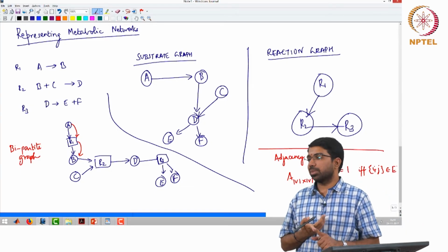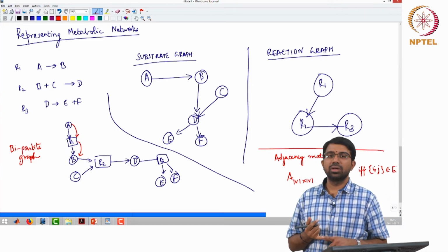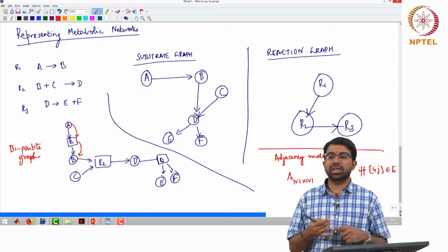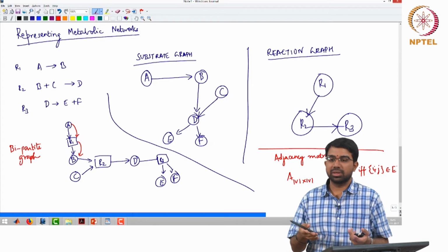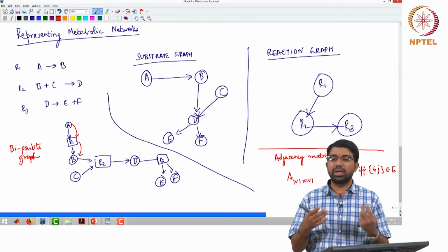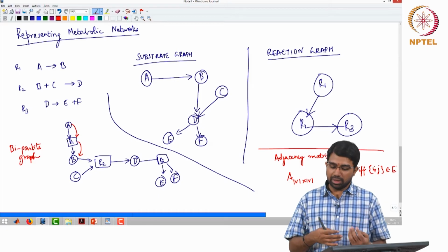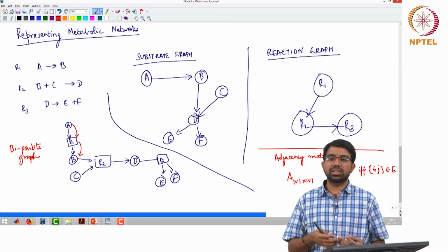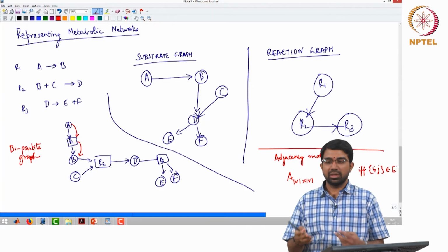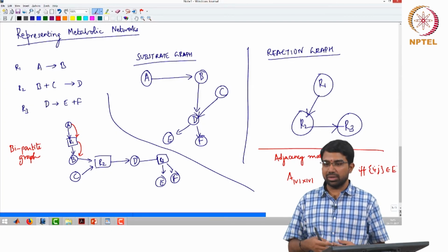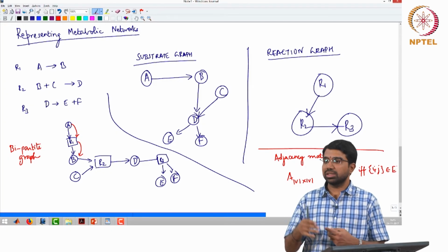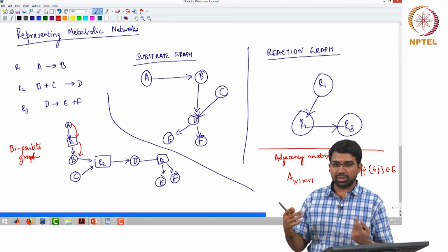Immediately you can think of multiple things. For a weighted graph, the adjacency matrix will carry numbers, weights. In an unweighted graph, it will just be binary 0 and 1. In a directed graph, the adjacency matrix will be asymmetric, whereas it will be symmetric in an undirected graph, or you will essentially only store the upper triangular matrix or something like that.